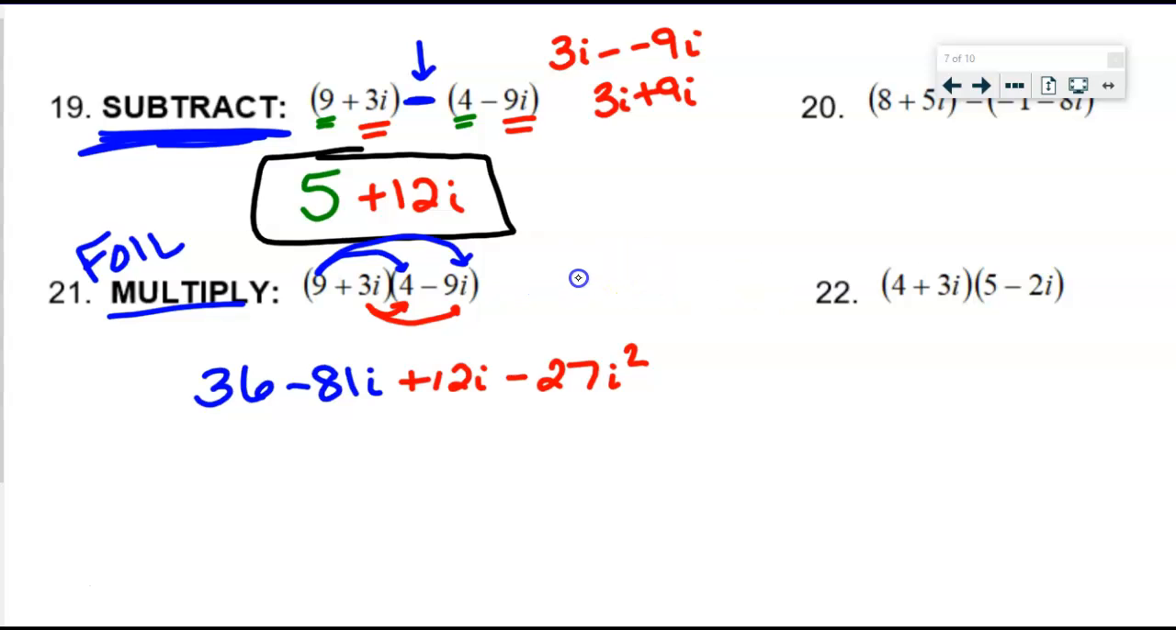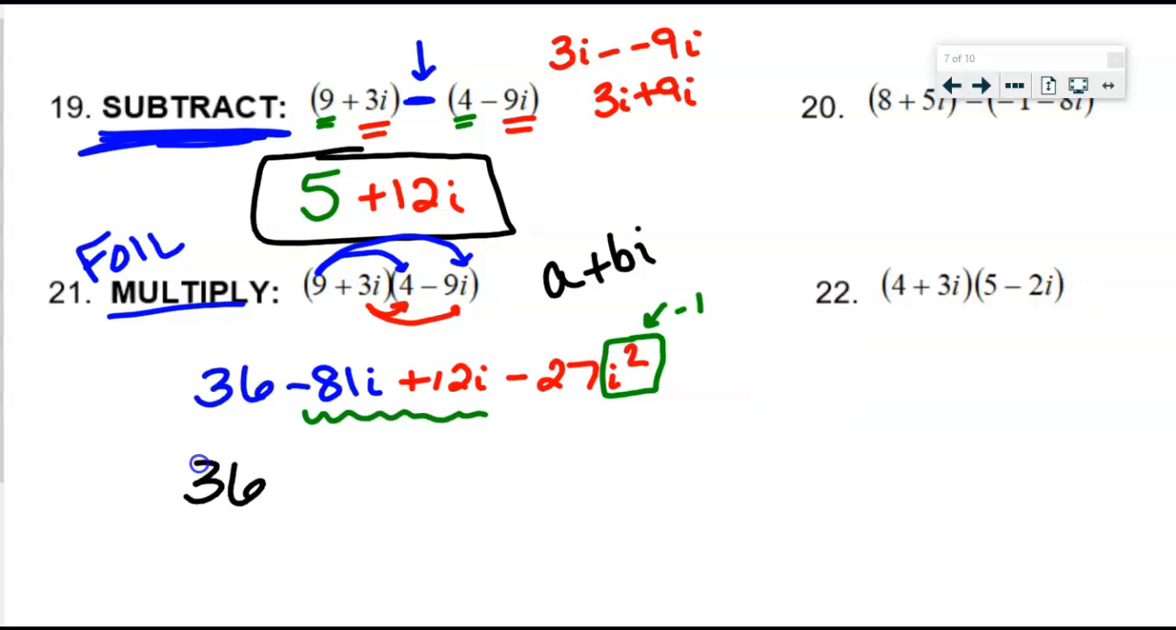So this is where you don't stop until your answer looks like this. It has to look like a plus bi form. So one thing I notice is negative 81i plus 12i, those can combine together. And then the other thing I need to remember is that i squared is really a negative 1. So what we really have here is a 36, and then, oh boy, I should be able to add this together, shouldn't I? I think that's a negative 69i.